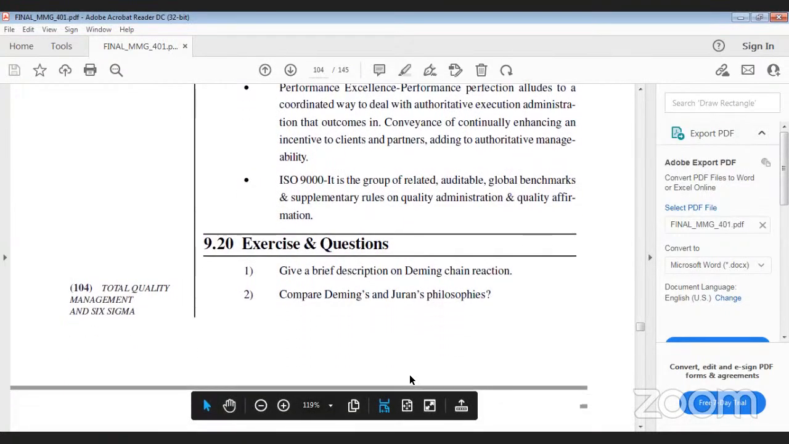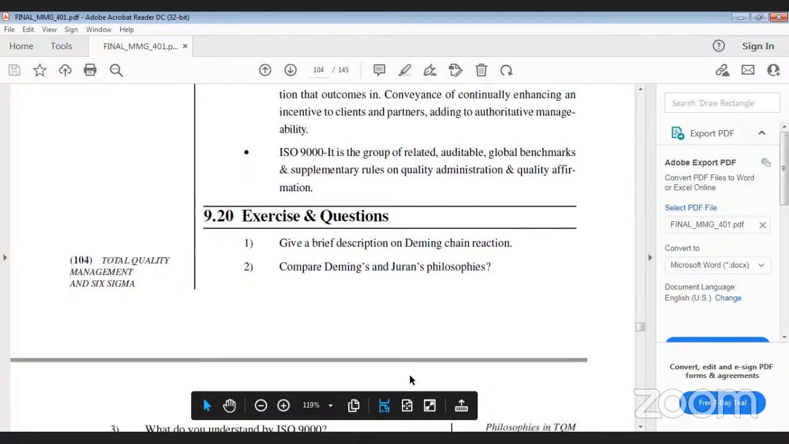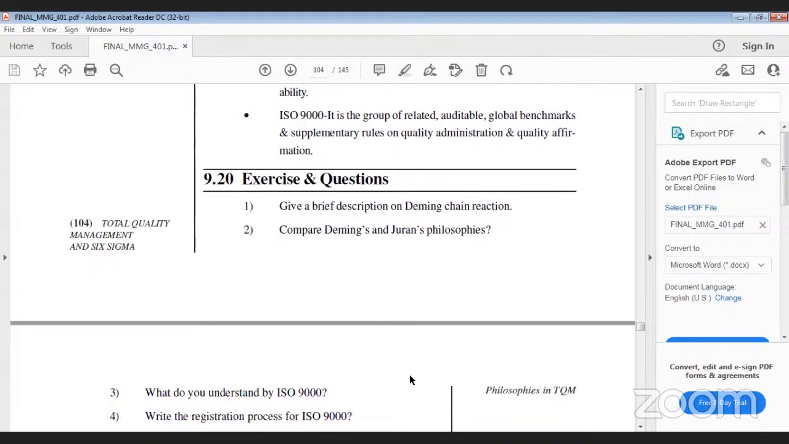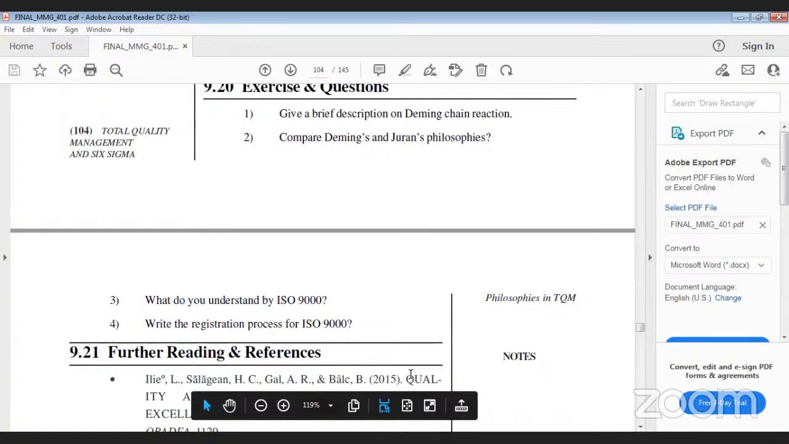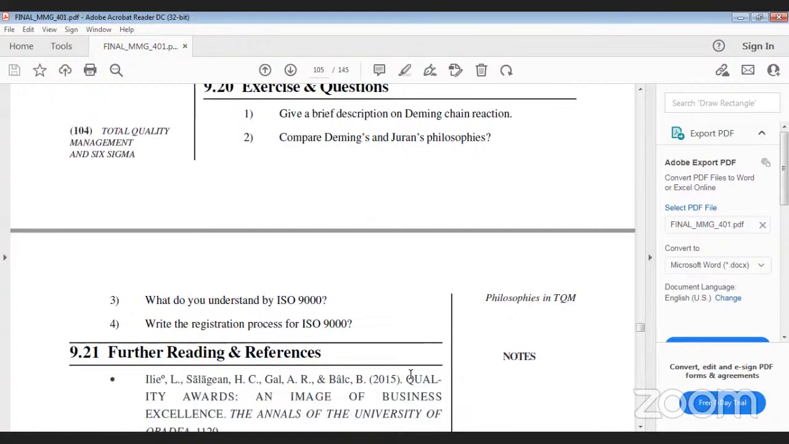Give a brief description of Deming's chain reaction. Then compare Deming's and Juran's philosophy. So these are some questions. Third question is: what do you understand by ISO 9000, and write the registration process of ISO 9000. So these are some questions and we have to work on them, because we are going to start the new subject, that is HRA. And we shall stop here now. Unit number 9 is completed.